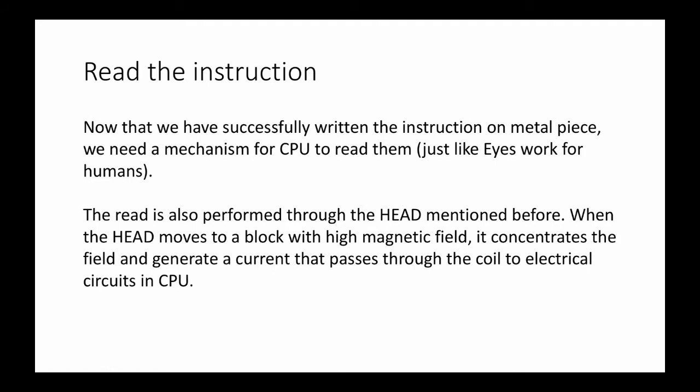Now, whenever the head moves to a block which has a high magnetic field, the concentration in the field increases and it itself generates a current that passes through the coil to the electrical circuits in the CPU. So initially electric current was passed which created this high magnetic field. Now when the head moves through the high magnetic field, the magnetic energy gets converted into electrical energy and it passes through the electrical coil to the CPU system.